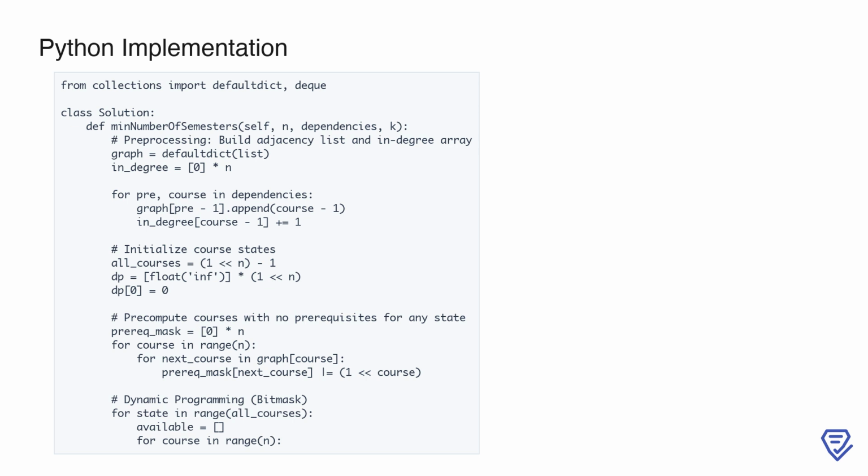Next, we initialize a variable all_courses as a bit mask to represent all courses, where each bit corresponds to a course. We also create a dynamic programming array dp to store the minimum number of semesters needed to reach any given state. Initially, dp[0] is set to 0 because no semesters are needed to complete 0 courses. Then, we pre-compute a prereq_mask for each course, which encodes its prerequisite courses as a bit mask. This allows us to efficiently check whether all prerequisites for a course are satisfied in any given state. Finally, we set up the main dynamic programming loop to iterate through all possible course states.